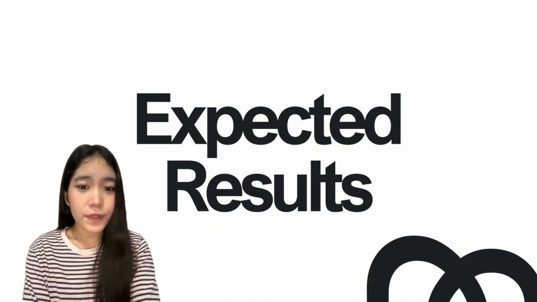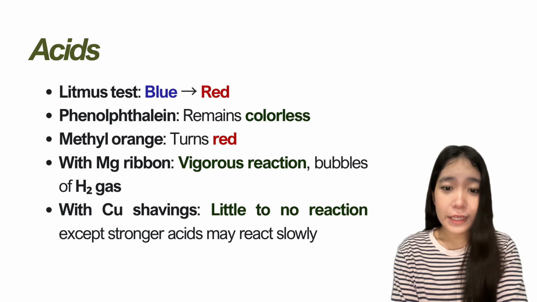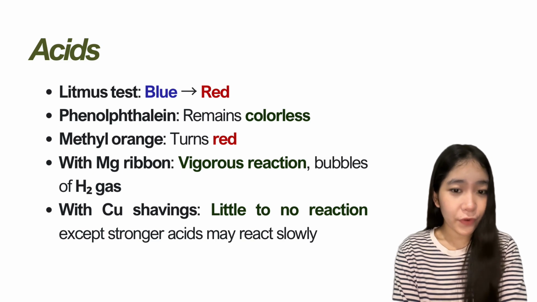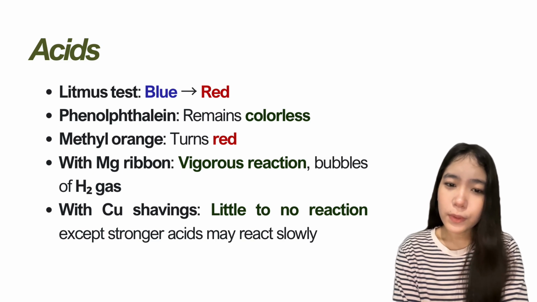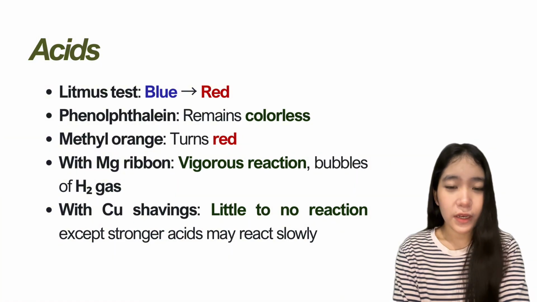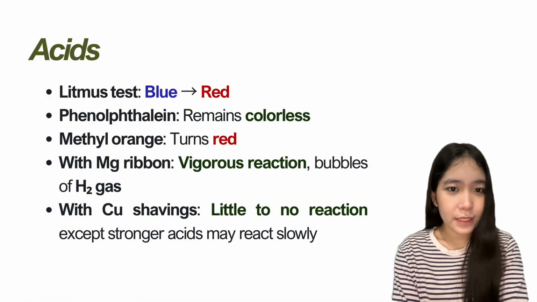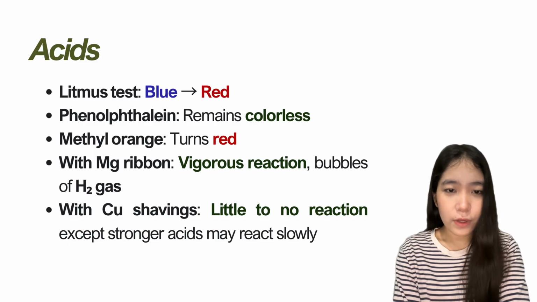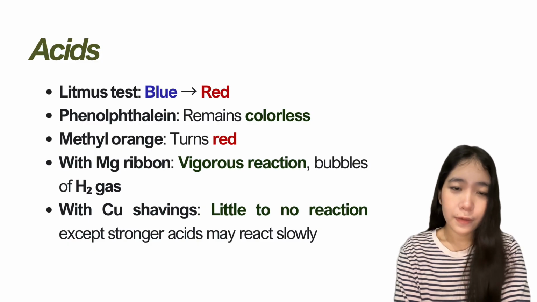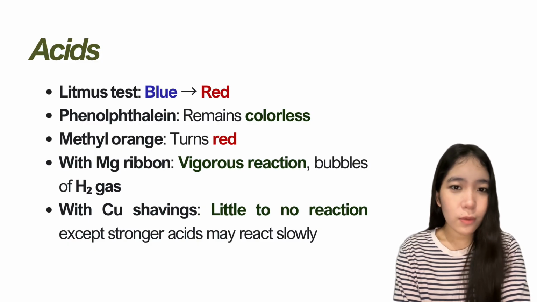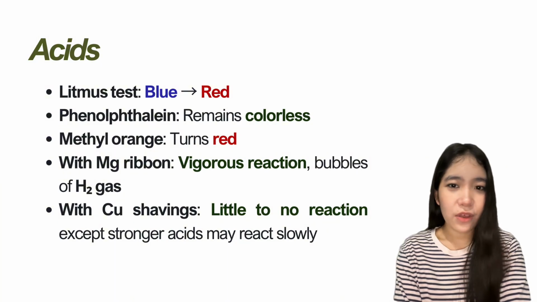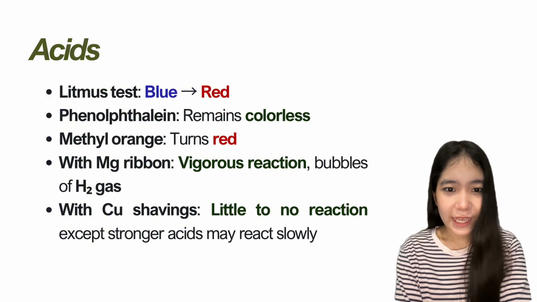So now, let's move on to the expected results of this experiment. First, let's start with acids. For acids, we expect that for the litmus test, the blue litmus paper will turn red. For the reaction with phenolphthalein, it will remain colorless. For methyl orange, it will turn red. For magnesium ribbon, there will be a vigorous reaction with bubbles of hydrogen gas.